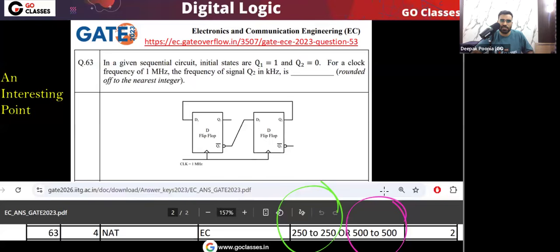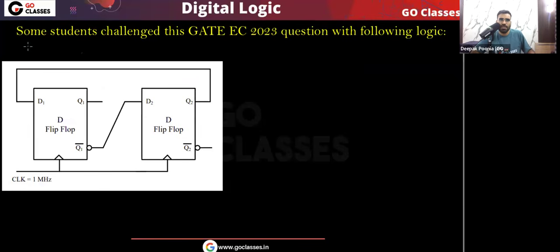But what is the reason they are considering 500 as a correct answer also? We already know that the correct answer is 250, but why 500? What do you think? Can you think about it? Let me tell you the reason. Some students challenged this GATE EC 2023 question with the following logic.